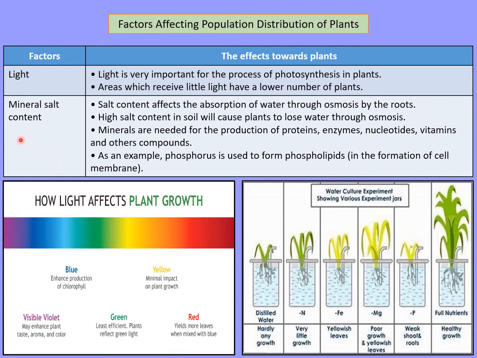Factor number 4, mineral salt content. Salt content affects the absorption of water through osmosis by the roots. High salt content in soil will cause plants to lose water through osmosis. Minerals are needed for the production of proteins, enzymes, nucleotides, vitamins, and other compounds. This diagram shows how different types of minerals affect the plant's growth.